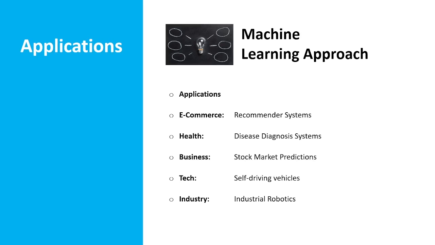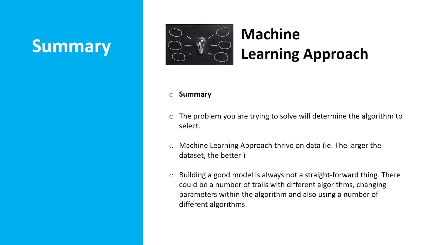We can also have a disease diagnosis system within the health space, which can pick up symptoms and, based on them, predict a disease you might be suffering from, and maybe its severity. Within the business space, we can look at stock market predictions. Within the tech space, we have self-driving vehicles, and these applications are endless. Day in, day out, people are building marvelous applications using machine learning. Computer vision systems based on machine learning models are a subcomponent of the self-driving car. And within industry, there are industrial robots that thrive on machine learning models to perform a specific task. So let's summarize everything here and move on to building a machine learning model.